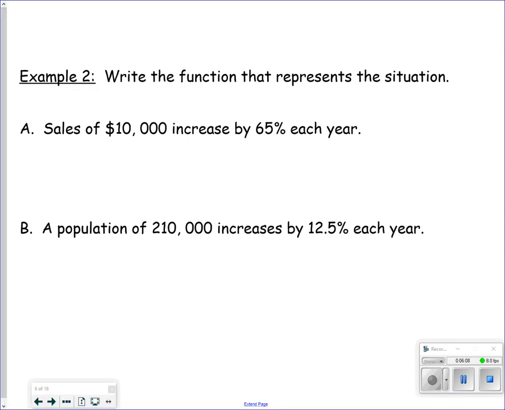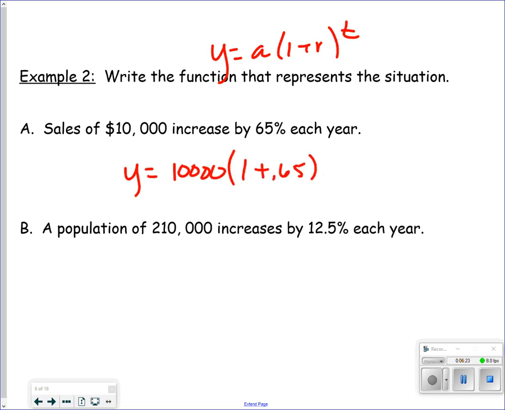Write the function that represents the situation. All right, the sale of $10,000 increased by 65%. So A(1 + r) raised to the T. So I have y equals 10,000, that's my initial amount, (1 + 0.65) raised to the T. So that is the model. Every time I ask you to do the model, I accept this answer.